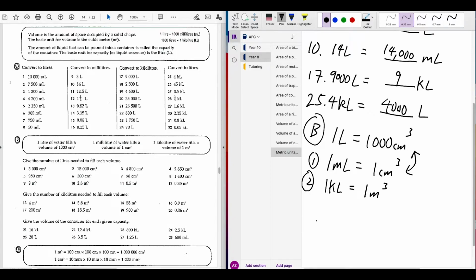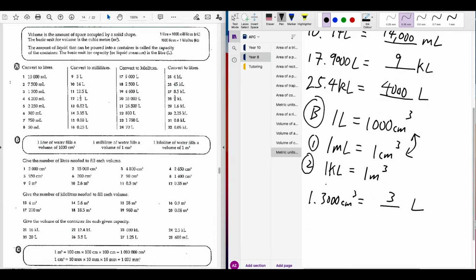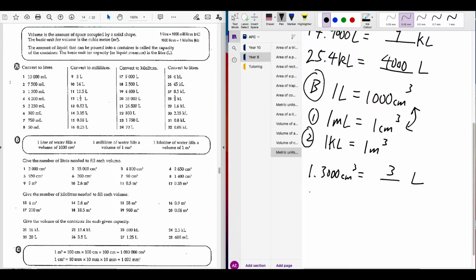All right, so let's just do some questions. Let's do question 1 to start off with, to warm it up. It says, give the number of liters needed to fill each volume. So 3,000 centimeter cubed is equal to how many liters? Well, we know that 1,000 centimeter cubed is 1 liter. So that means to go from centimeter cubed to liter, we have to divide by 1,000, right? So then what's 3,000 centimeter cubed in liters? We just divide this number by 1,000, so we get 3.